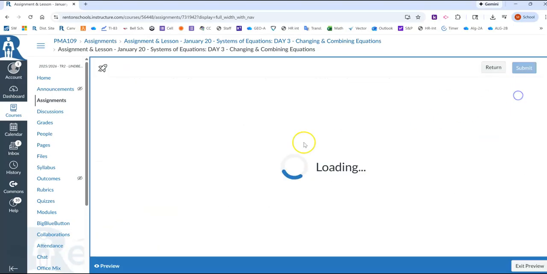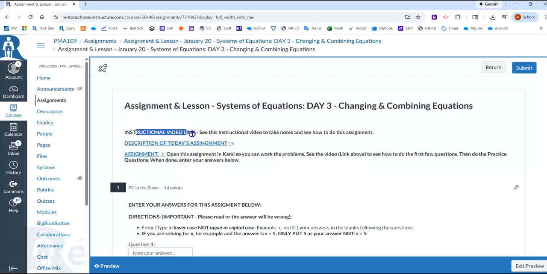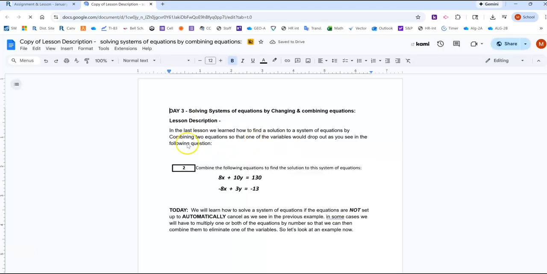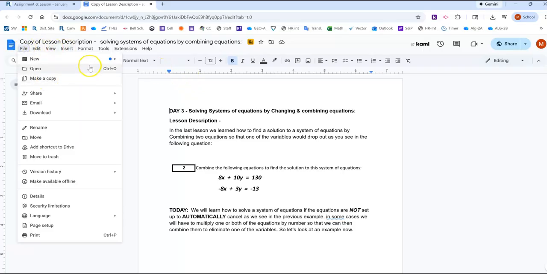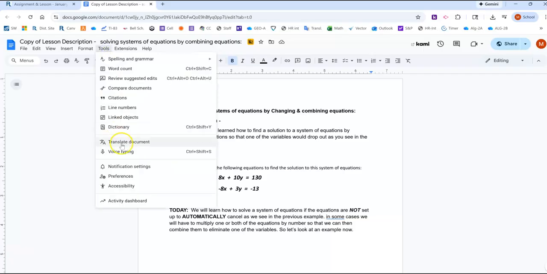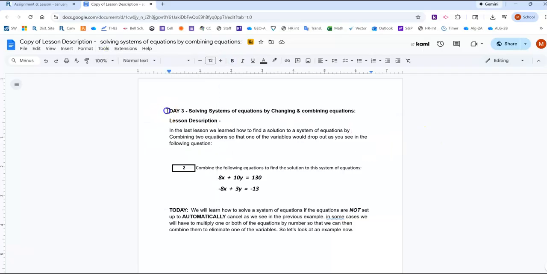The first thing I'd like you to do when you open this up, you're already on the video, is to click on this assignment link right here, because this is going to describe what we're going to do today. Also, you can translate if you need to. Remember, you can always go to File, Make a Copy, Tools, Translate if you would like to translate. But it's very important that you read this information here and understand it.